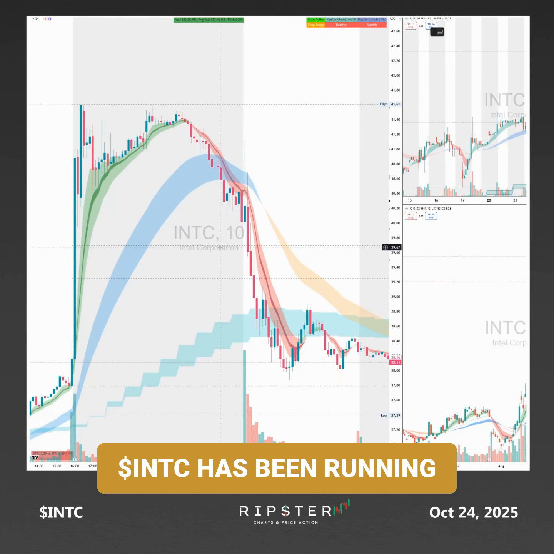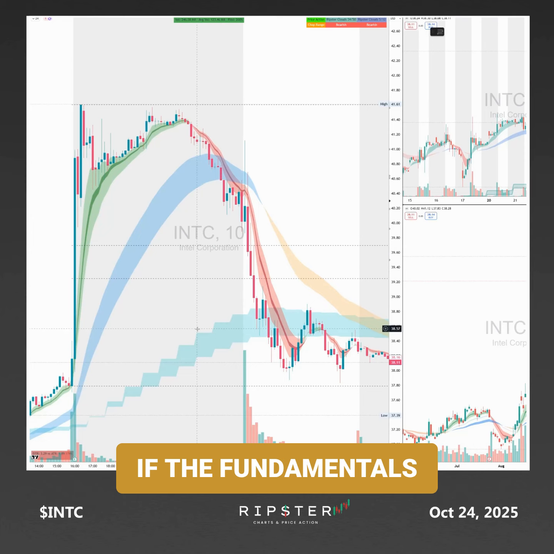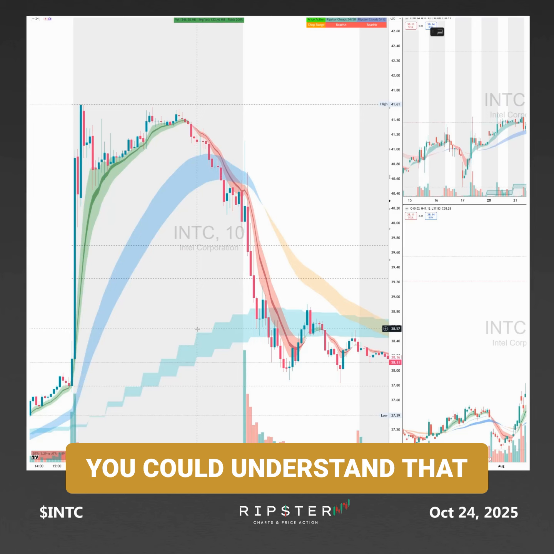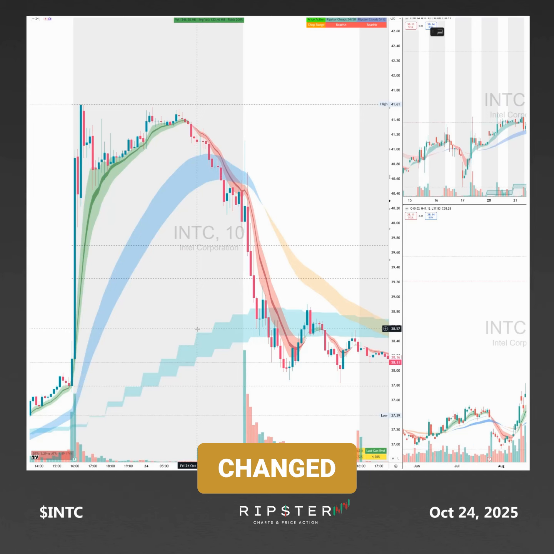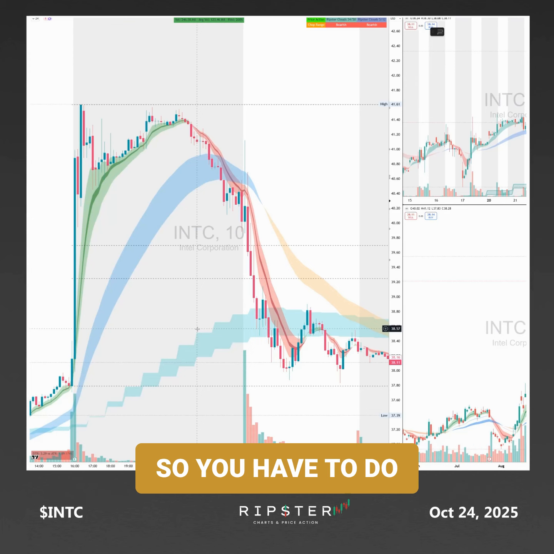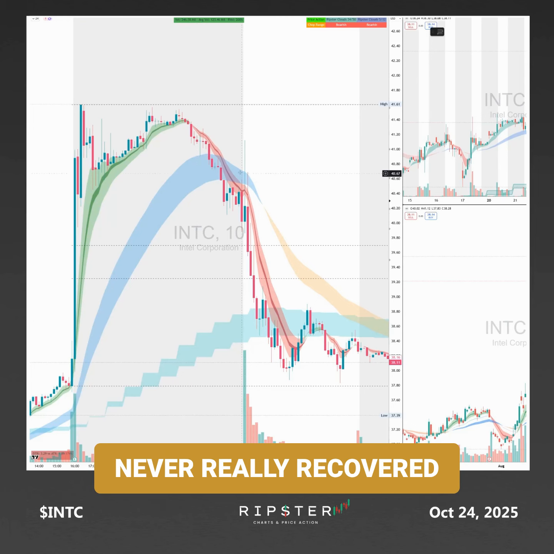Other reason is that Intel has been running too much into the earnings. If the fundamentals make sense to you, you could understand that Intel has been running due to many reasons, not something that fundamentally changed, because of the government and many of those reasons. So you have to do some fundamental analysis. So that's why a profit taking was highly likely because it had high expectations. That's why you saw that Intel never really recovered and all day was selling for the full gap fill.